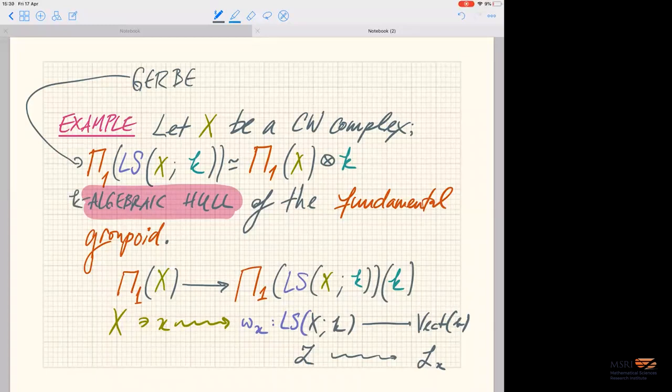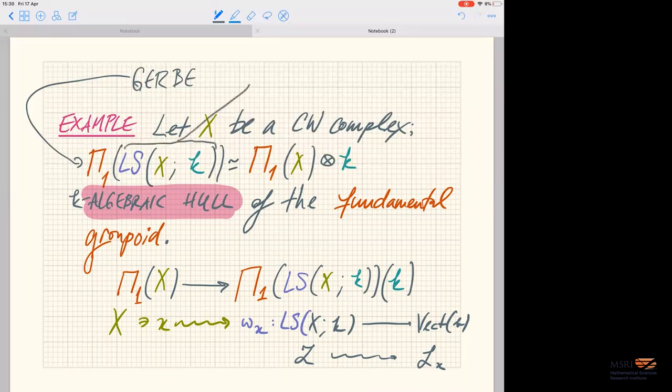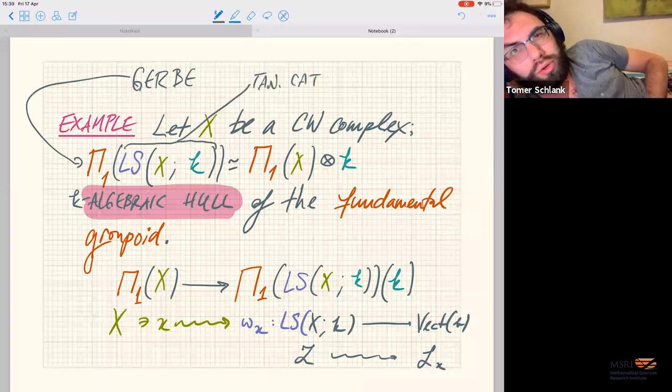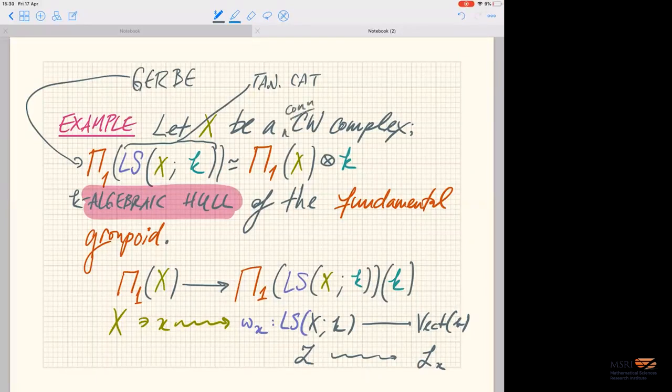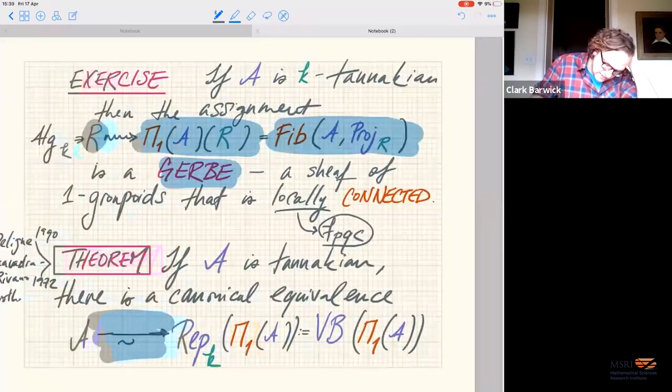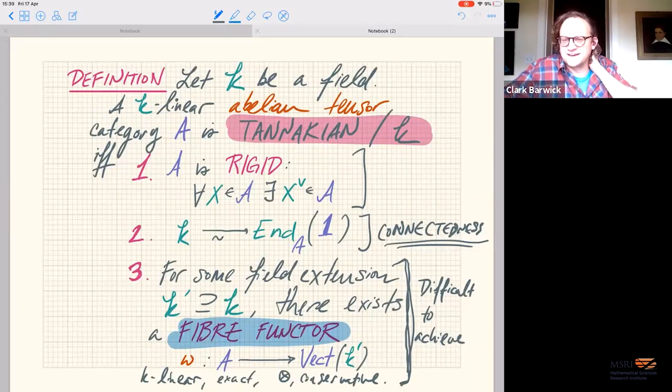Could you say what the types here are? Like, is LS of X colon K, is that a category? Yeah, that's a category. In fact, it's a Tannakian category, assuming that X is connected. Right, we must be. Oh yeah, thanks, for conservativity. So the connectedness, thanks, Tomer, actually comes in right here where I conveniently wrote the word connectedness.